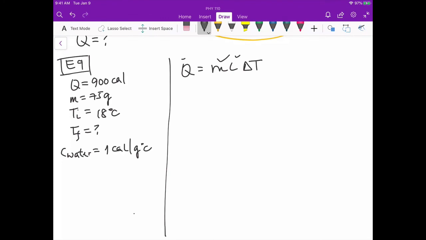So what we need to do is isolate delta T. We need to find delta T, or the change in temperature. That's going to lead us to the answer. So let's divide both sides by mC. So mC cancels out. Then what we have now is delta T equals Q over mC. Okay, then now your delta T equals Q, which is 900.